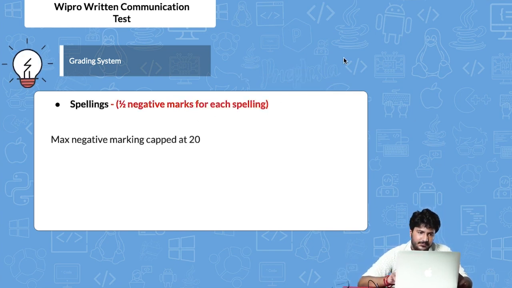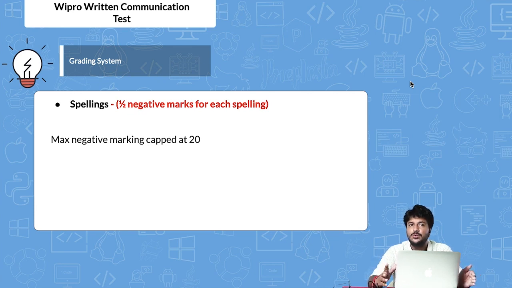So moving further here, then you have spelling mistakes. For each spelling that you're mentioning incorrectly, obviously the AI system is going to give you minus 1/2 negative marking. The negative marking is capped at minus 20 marks. So obviously you can make at max 40 spelling mistakes. If you make 41, in that case, obviously minus 20 marks. If you make 42, then minus 20 marks. So what suggestion I would like to give here is, if you do not know the spelling of a particular word, if you're even a little unsure whether it's the correct spelling or not, probably use a different word.